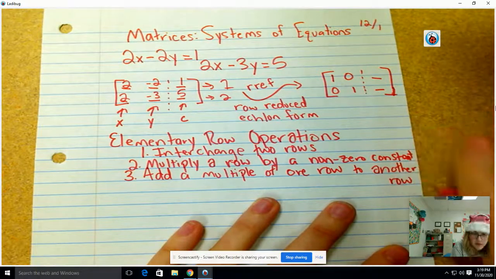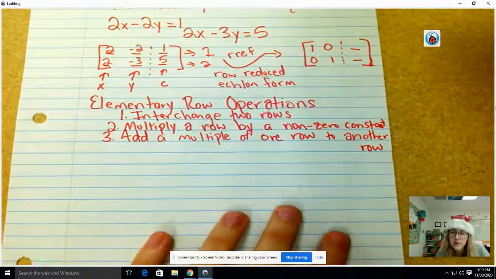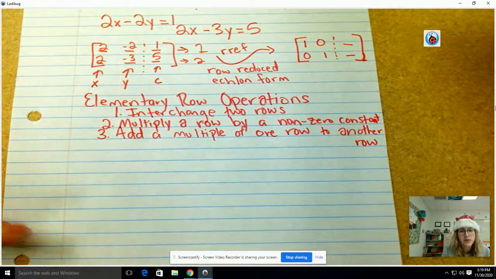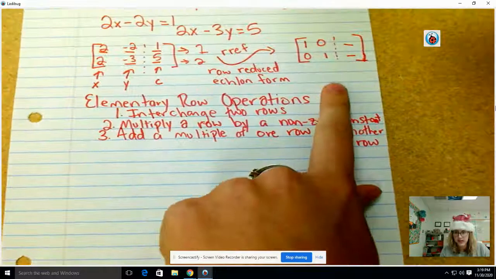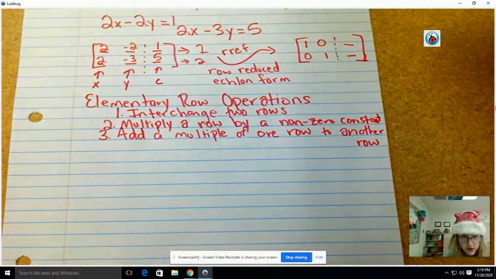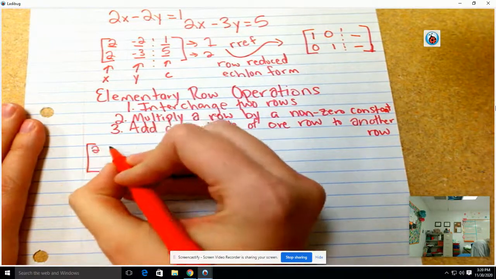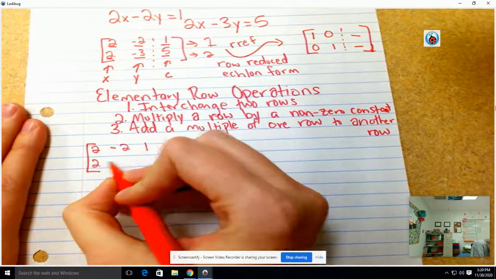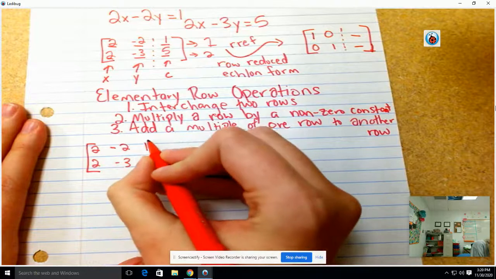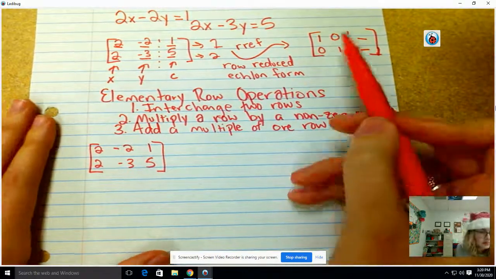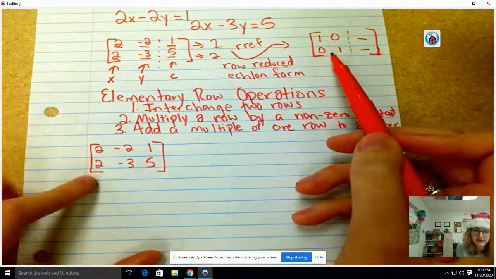Bring that around. Add a multiple of one row to another row. So these are the three rules that you can use in order to turn this into this. So we'll start. Step one is going to be starting with your original matrix: 2, -2, 1, 2, -3, 5.